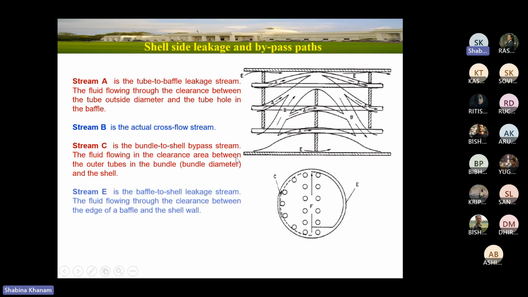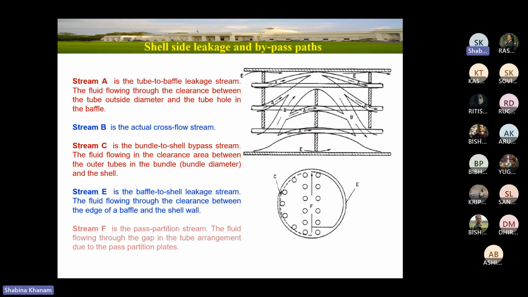However, stream E is the leakage stream between baffle and shell ID. So that is the baffle to shell leakage stream, flowing through the clearance between the edge of the baffle and the shell wall. In this diagram, E and C both look the same, but no, E is between baffle and shell, and C is between bundle and shell.